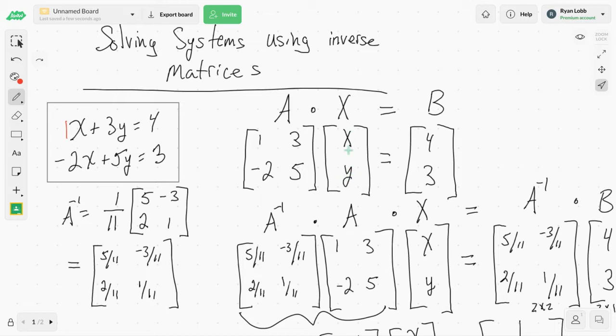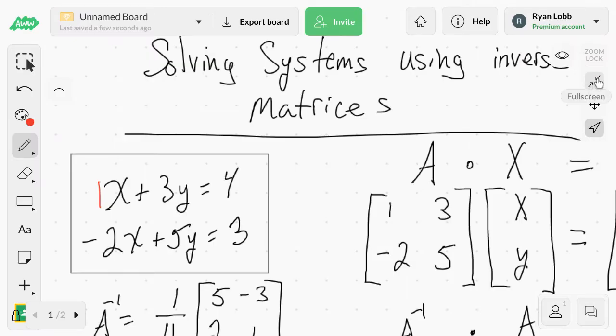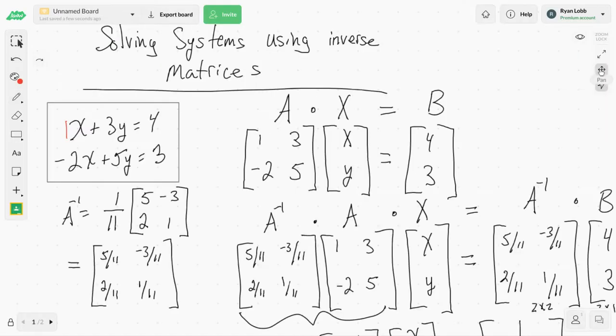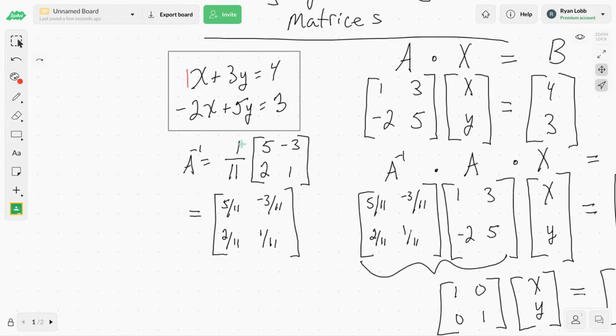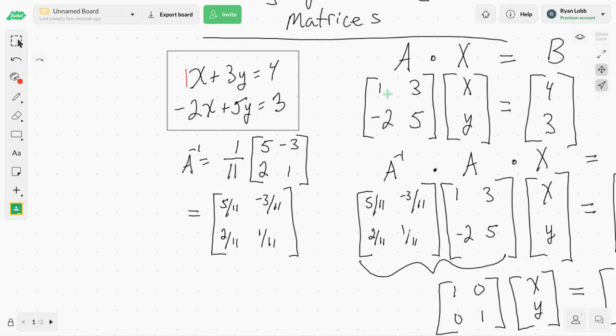Now to solve for this matrix, X Y, what I want to do is get rid of this matrix. In order to do that, I've got to find the inverse. There's my process for finding the inverse. What's the 1 over 11? The 1 over 11 comes from 1 over the determinant. What's my determinant? 5 times 1, 5, minus negative 2 times 3, negative 6. So 5 minus a negative 6 is 5 plus 6, which is 11.